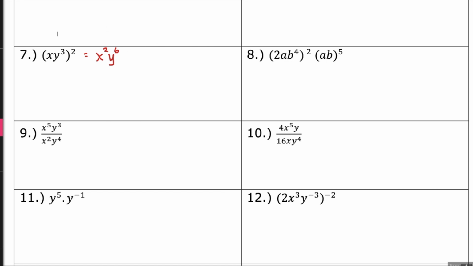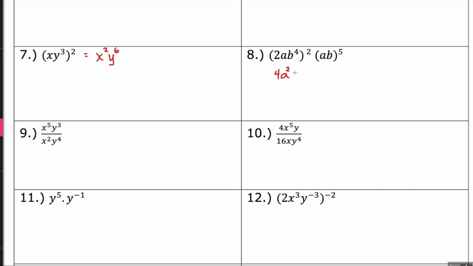Okay, now in item number 7, they are all variables or they are all letters. But what if you have a coefficient? So the same rule applies. So you will have to apply the exponent to each and every one of them. So 2 raised to 2, so you will get 4. a to the 1 times 2 is a squared.